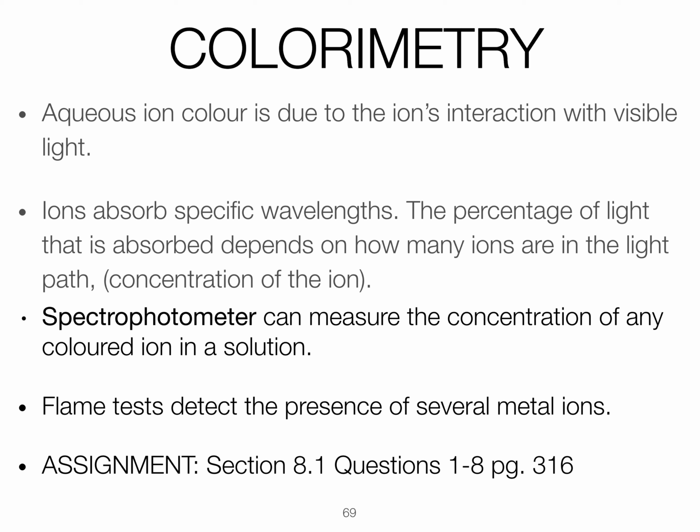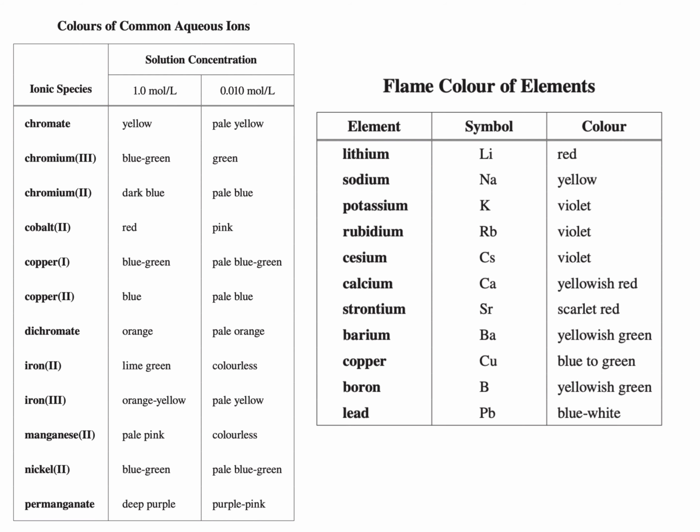So we can use what we call a spectrophotometer to measure the concentration of a colored ion in a solution. We can use that to help us assess what type of ions are found in that solution. And we can use the flame test as well to narrow that down a bit more. So these two tables are taken out of the data books, and what you can see is we have the solution colors on the left and we have the flame test colors on the right.